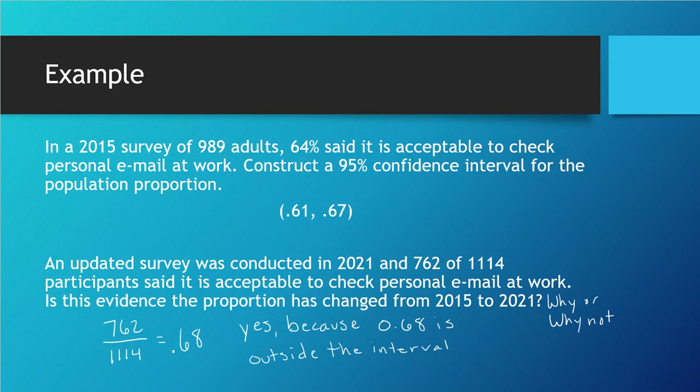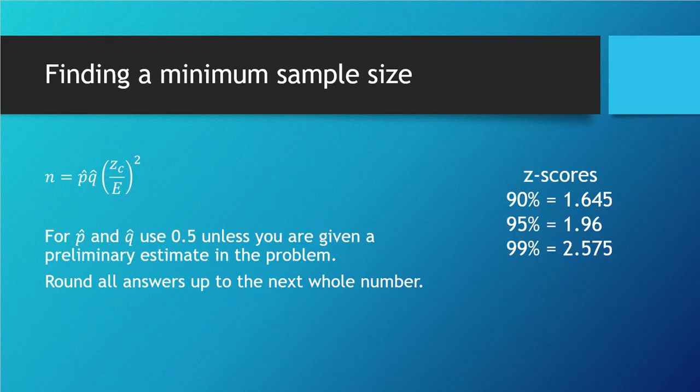All right, the other thing that we can do with proportions is finding a sample size, just like we did with means. So here is the formula. All right, P for P hat and Q hat. P is going to be the proportion. Sometimes we don't know, and so anytime they don't give you a percentage, we're just going to use 0.5. All right, if we do know, if we're given what's called a preliminary estimate, that's what we put in for P. And then just like last unit, Q is always the opposite of P.